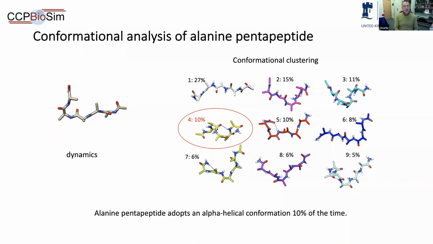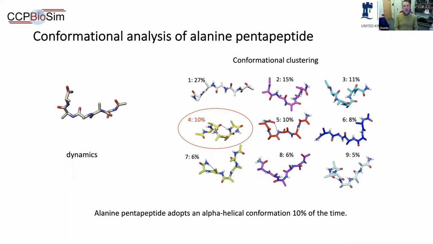Screen, I think, for a while, you've been able to see this little picture, this little movie. So yeah, this is a molecular dynamics-based experiment looking at the conformational states adopted by alanine pentapeptide in solution. So there's been a molecular dynamics simulation performed. You can see that on the left.